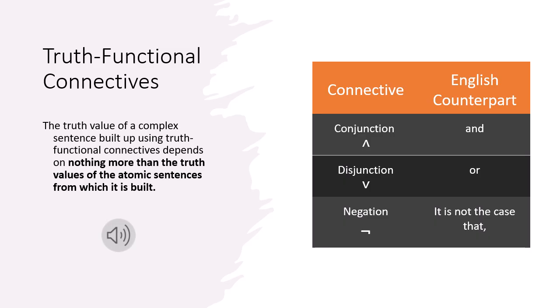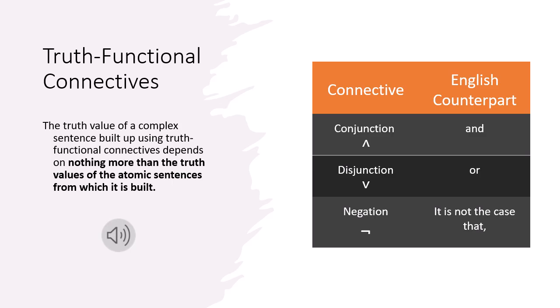What that means is that we'll build up these more complex sentences in a recursive fashion, much the same way that we built terms from function symbols. And as we build up more and more complicated sentences, the truth value of those complex sentences really only depends on the truth values of the atomic sentences down below. So we'll say a bit more about that.